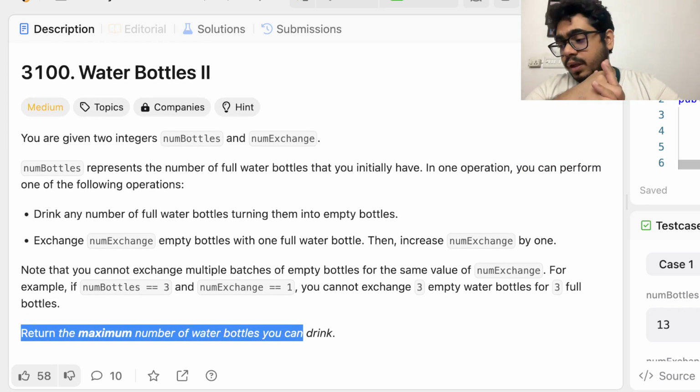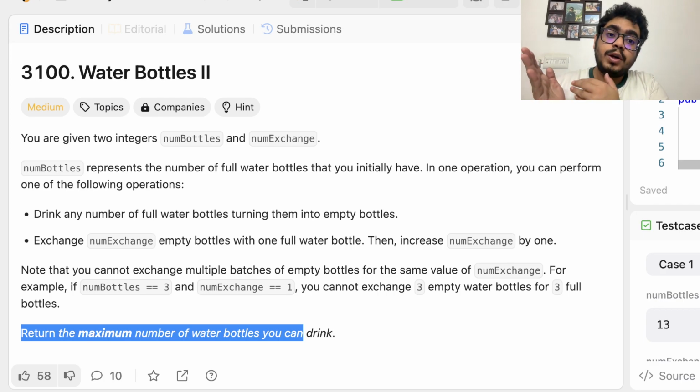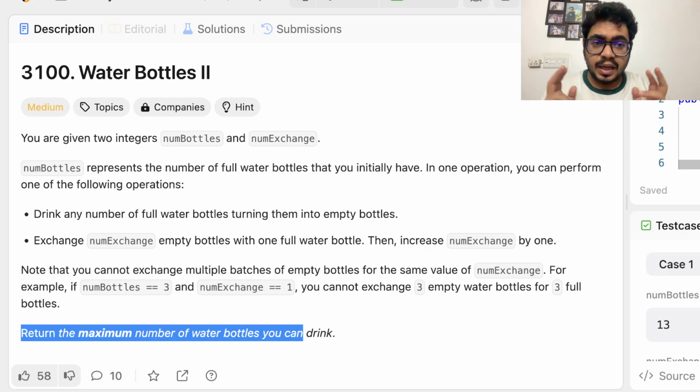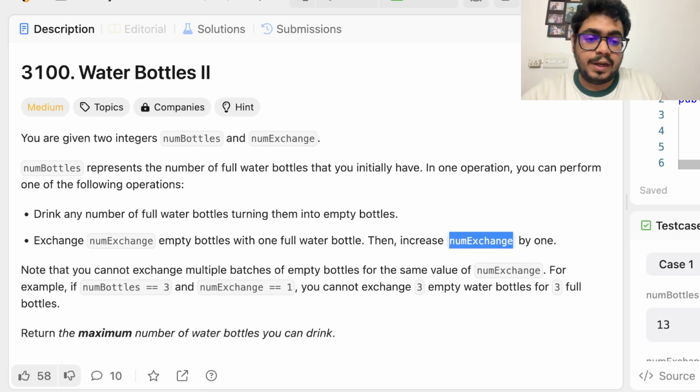If you think about what we need to do in this question, we first need to look at whether we have any full bottles as of now. We would drink all of them and convert them into empty bottles, right? If at any stage we don't have any full bottles and we just have empty bottles, we can compare if the number of empty bottles that we have is more than the current num exchange value. If yes, then exchange that many for a full bottle and increase the num exchange value by plus plus. That is, make it one more.